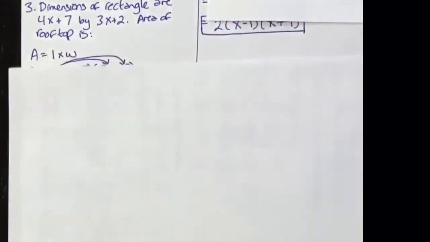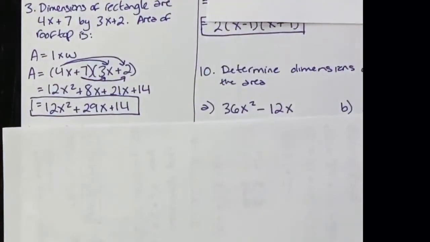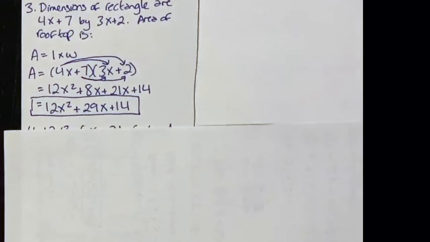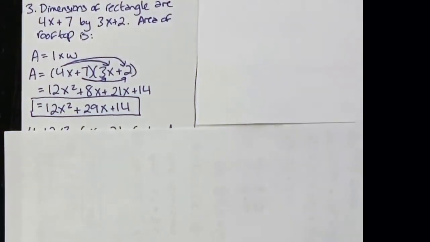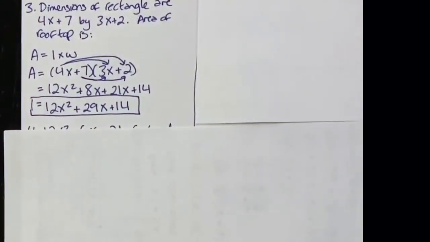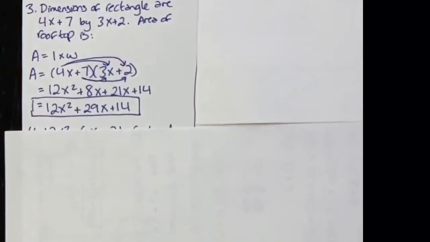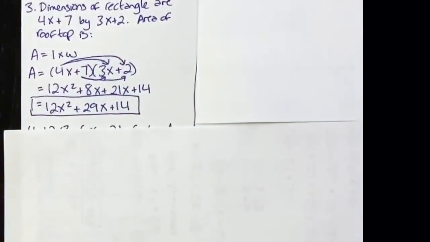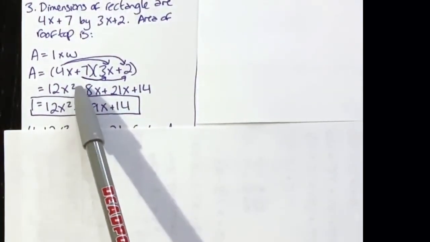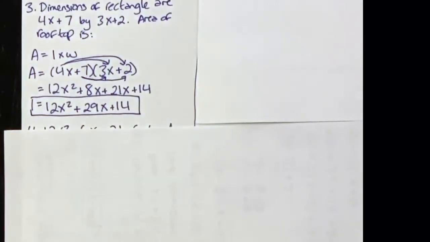Okay, the dimensions of a rectangle are 4x plus 7 by 3x plus 2. So we want to find the area of the rooftop. So really what they've given us here are a length and a width. Because remember, area is length times width. So we can say that the length is 4x plus 7 and the width is 3x plus 2.